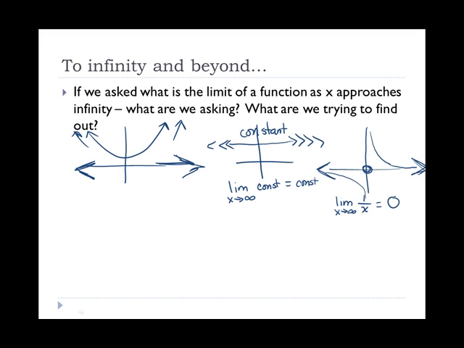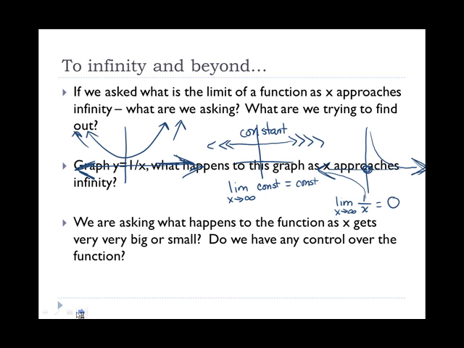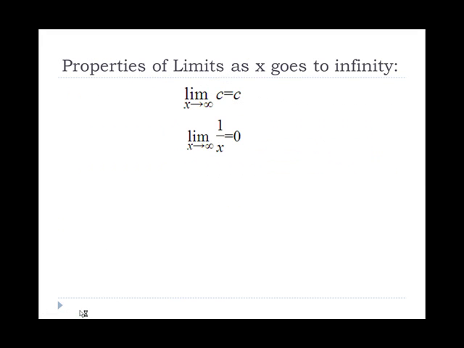So these are the two concepts that we can use when we want to find the limit as x approaches infinity. In other words, we're trying to control what is happening with our company in the future. Okay, do I know where my company is heading 100 years from now, 200 years from now, and so on? So we have two rules. One is the constant rule, and one is the inverse identity, because 1 over x is the inverse of x.